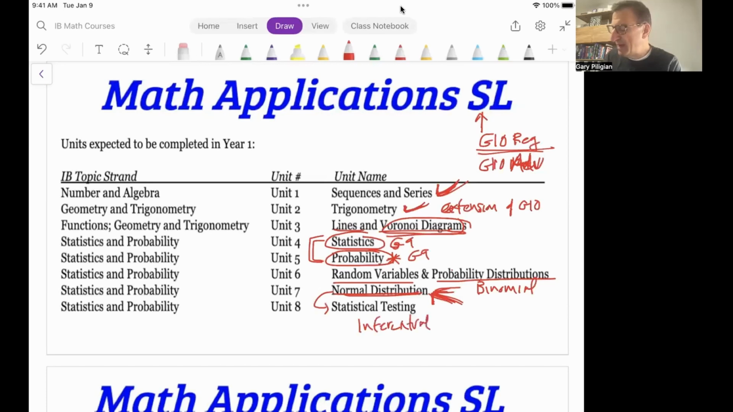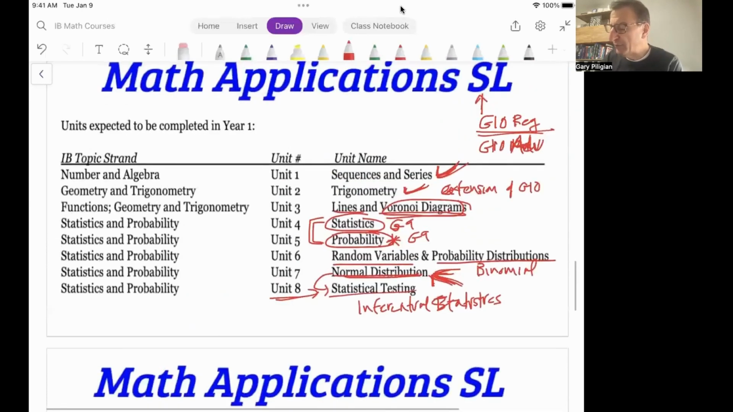This is a major part of the course, right? And this is another topic that is not covered in either Analysis, HL or SL. So here's your second major topic where you can say, hey, I'm doing more than Math Analysis Higher Level if you take this course. So inferential statistics. That'll take you through the first year.